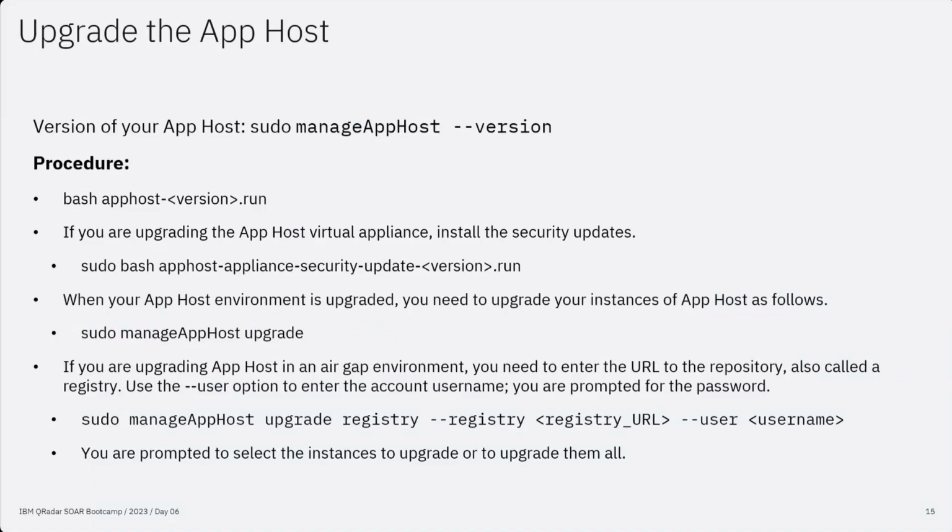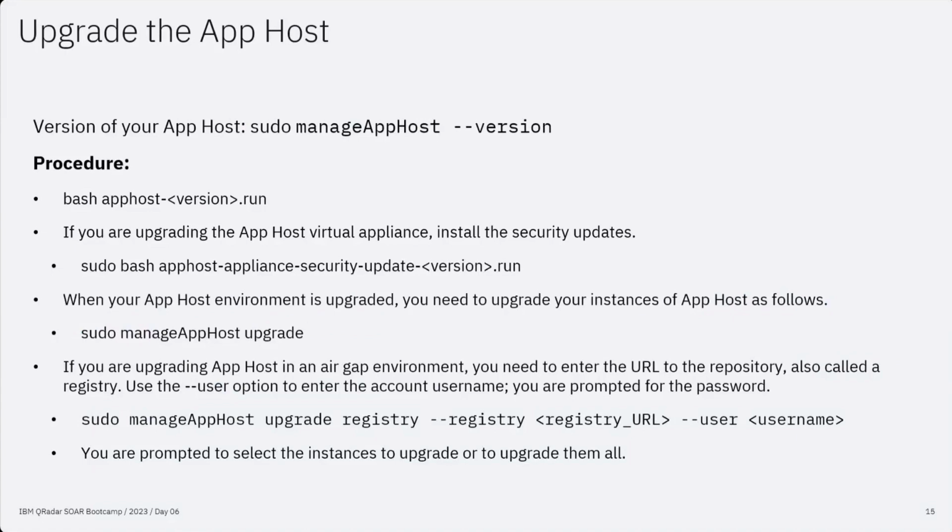Now, the upgrade procedure applies to both virtual appliance and standalone variations of the App Host. You need to run a set of commands. Before you do that, we would like to see what the version of App Host is. At any given point of time, if you wish to see the version of App Host, or you want to know before you perform an upgrade, run the command sudo manage-apphost --version. This would tell you the current version of your App Host.